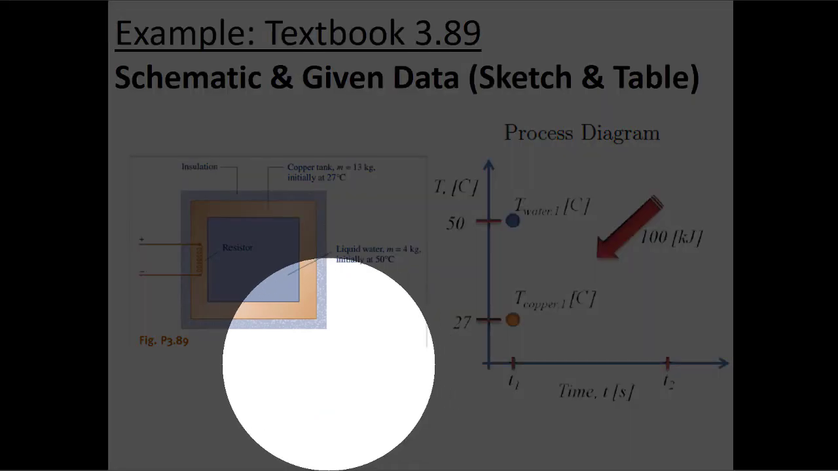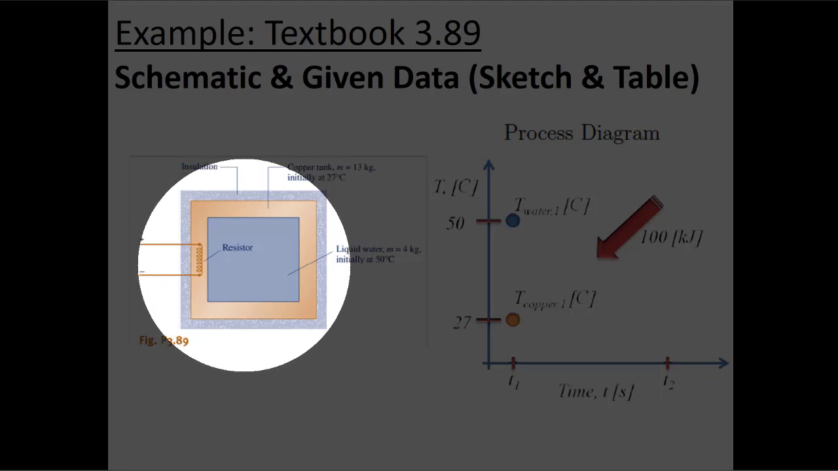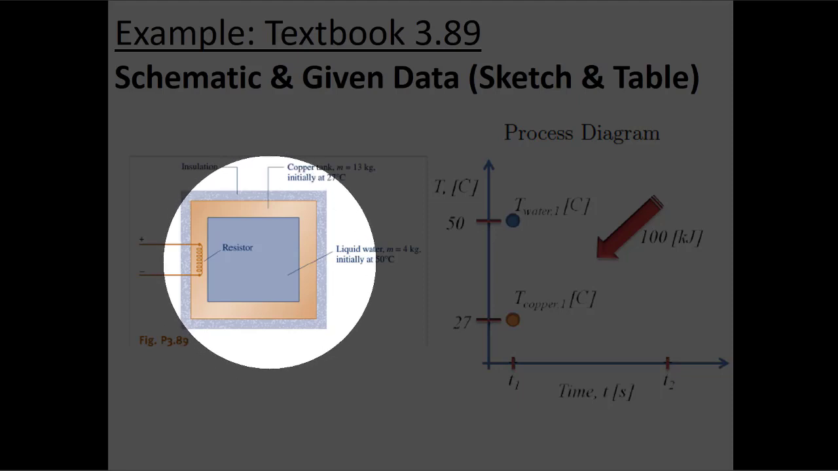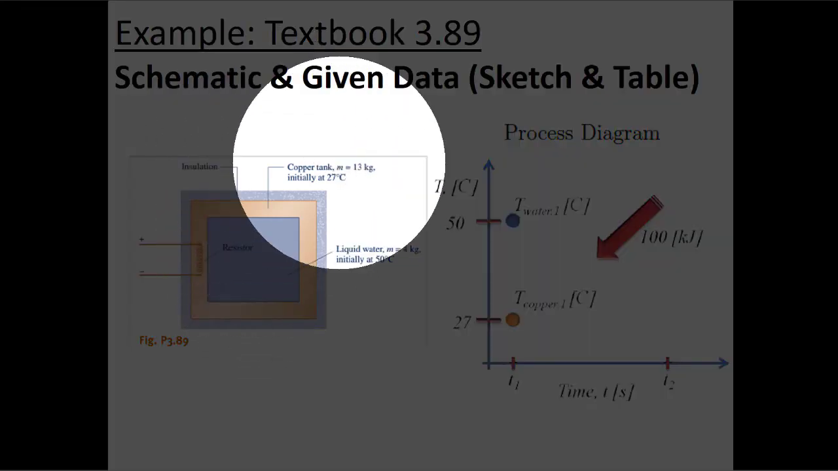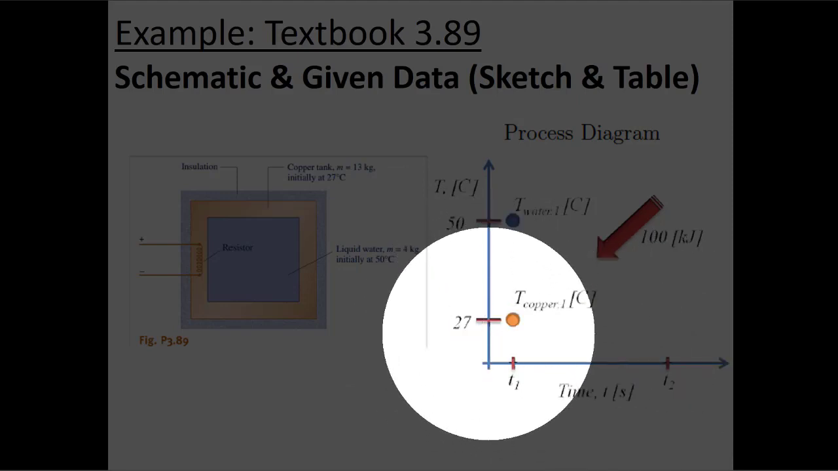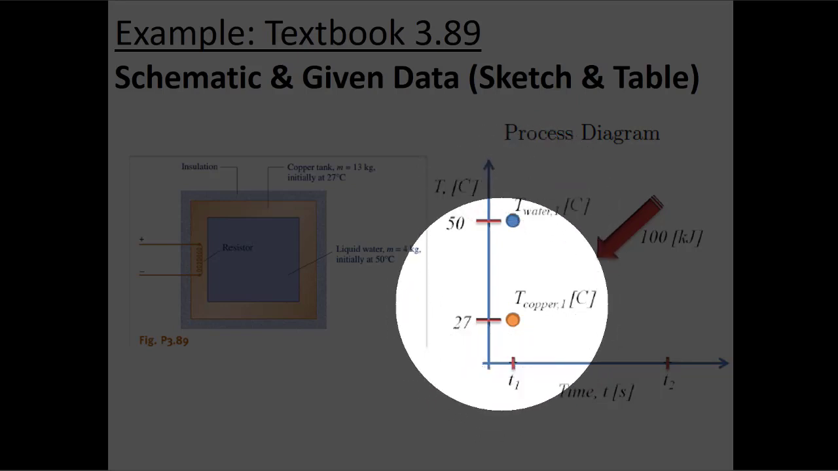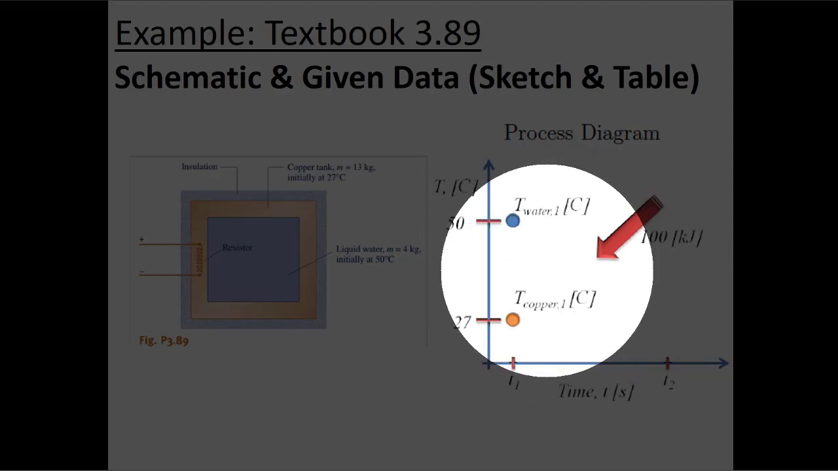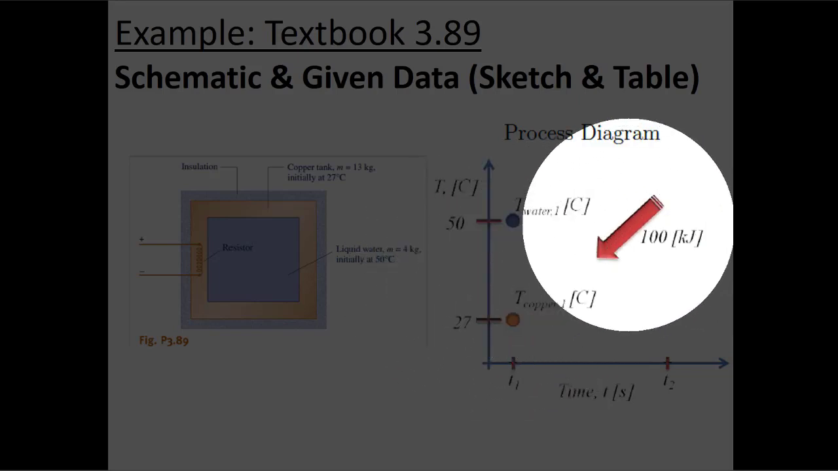Here I have my system, which is perfectly insulated. That's, I guess, what this speckled border is around my system. I have a resistor, which is heating up the copper, and then I have liquid water on the inside. So this is like an electrical heater, right? If I draw out my temperature and my time here, I have copper, which is initially at 27 degrees Celsius, and water, which is initially at 50 degrees Celsius, and eventually they're going to come to some equilibrium temperature. But I'm adding energy into the system, so I don't know if this temperature is going to be between these two values or potentially above this value too.